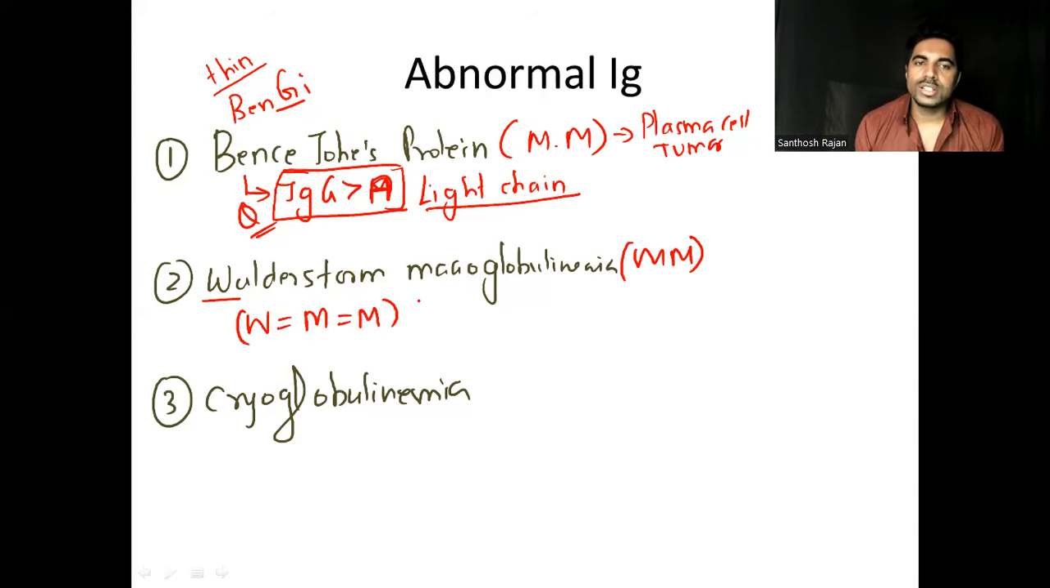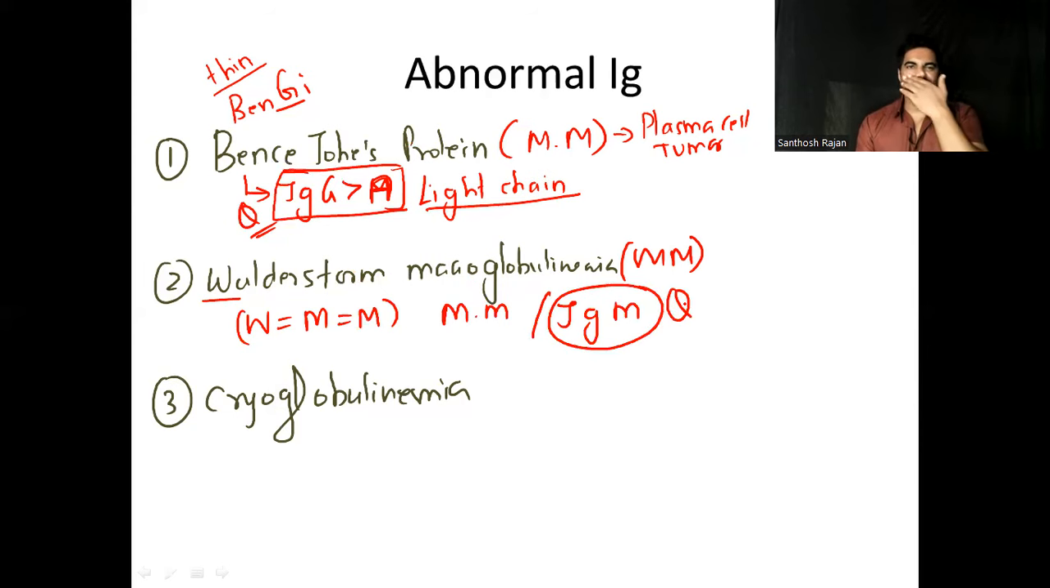That means Waldenström may be seen in multiple myeloma, and it's basically which immunoglobulin? IgM. That's the question. IgM. This was asked many times. Which immunoglobulin they might ask in Waldenström macroglobulinemia? It's also a type of macroglobulinemia, but IgM. You should say that. Okay.